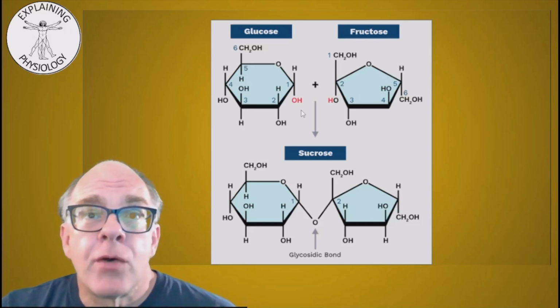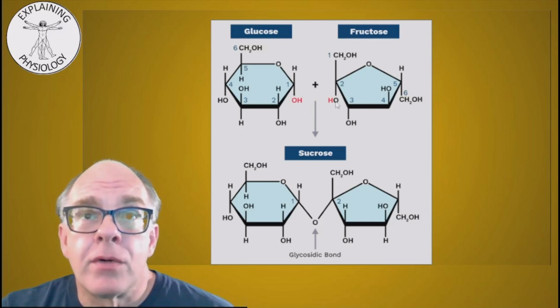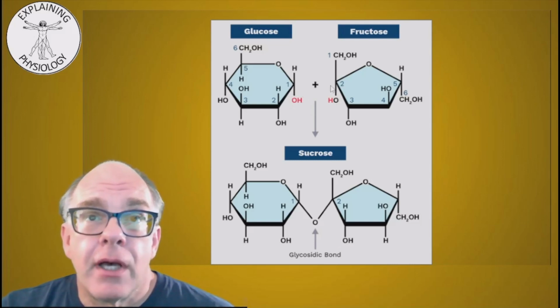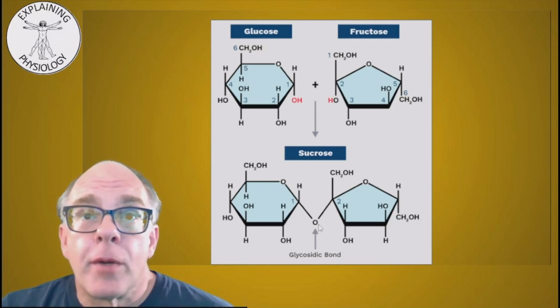Basically, we're going to have an interaction occurring between the hydroxyl, the OH group of one molecule, with the hydrogen of another molecule, removing the H here and the OH here, so H2O. So we're going to be doing a condensation reaction, removing water and forming this glycosidic bond right here. So we've added to our growing carbohydrate chain, our growing chain of polymers.